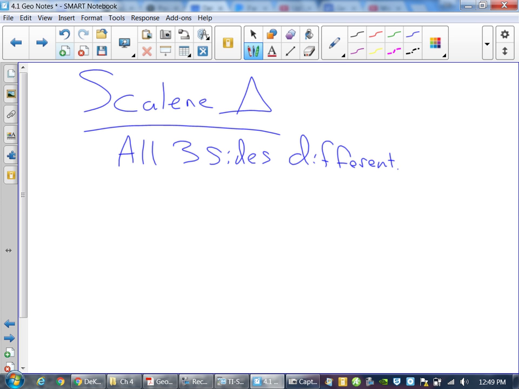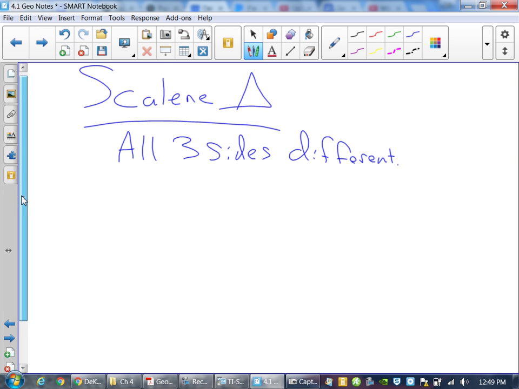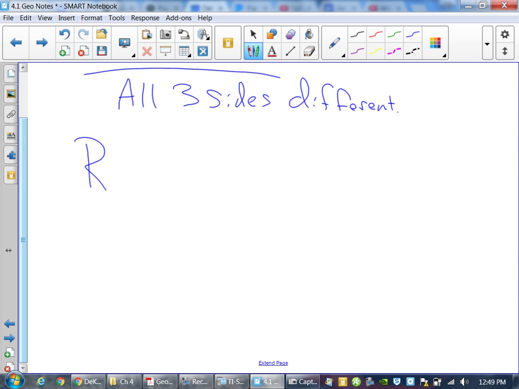Scalene triangles, like I said earlier, you can actually mix and match these things together. You can have a scalene right triangle. You can have an isosceles right triangle. Okay? It's completely possible. I'll show you how all this will work here in a second. Oh, speaking of, a right triangle.